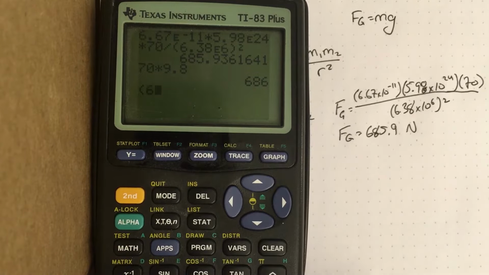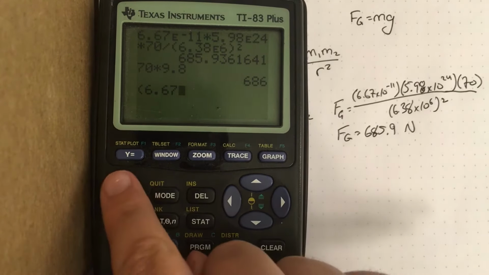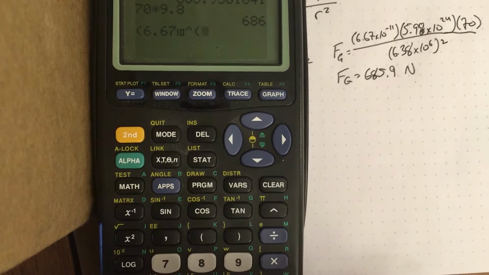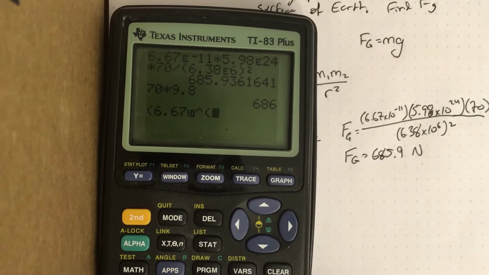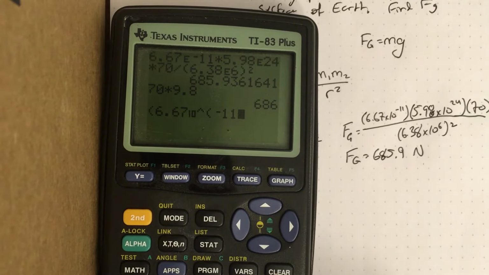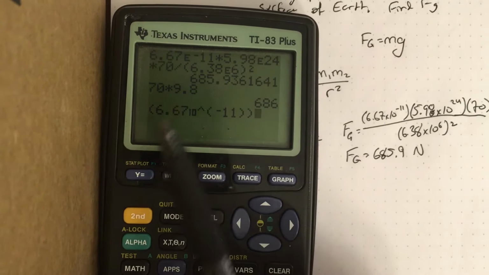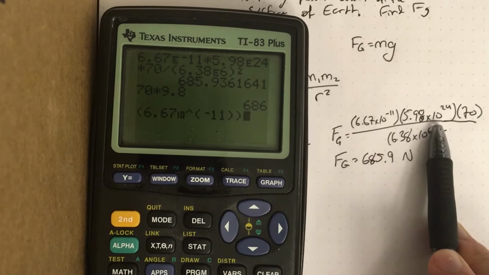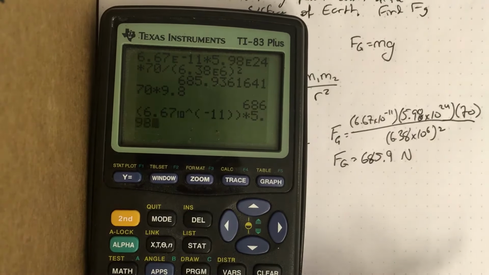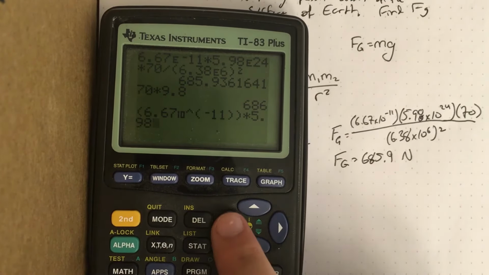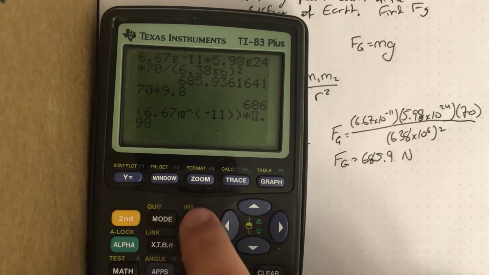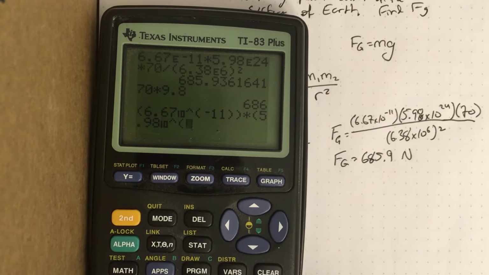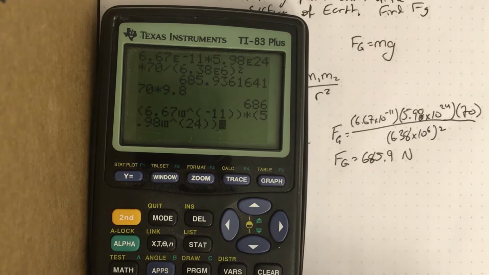So I could say 6.67, and then I'm going to go to 10 to the x. So 6.67 times 10 to the negative 11th. Then I have to make sure to close that parenthesis. So that times 5.98. Oh, I'm not doing it that way. Again, I have to be careful with my parentheses. So 5.98 times 10 to the 24th. Close it.